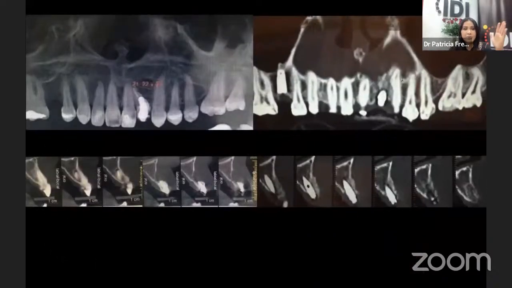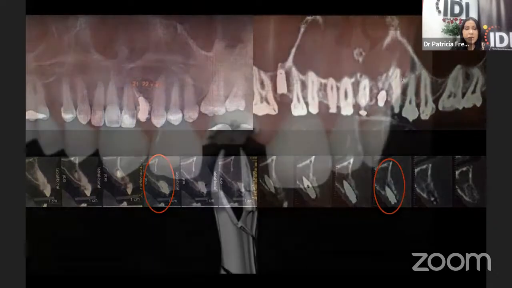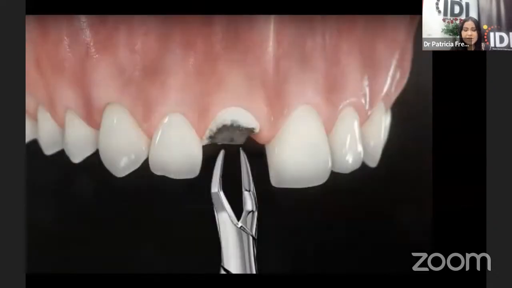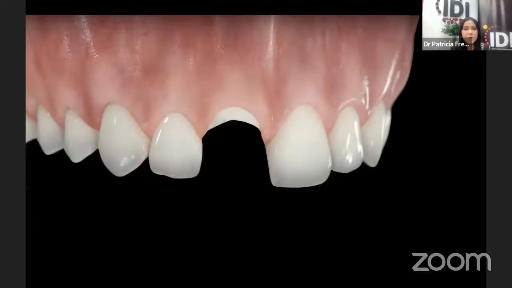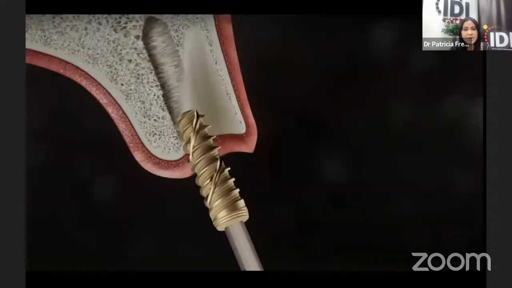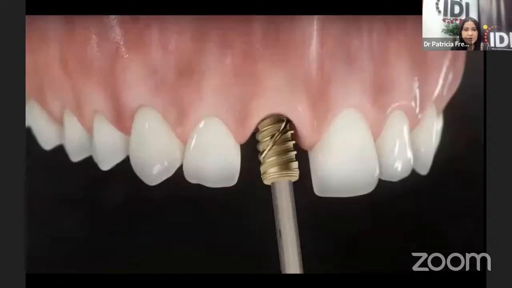It was the initial tomography. See, I will show you with this red circle. We had no vestibular or buccal wall. So in this second circle, you see presence of biomaterial and also presence of new bone formation. Okay. And here an illustration showing that we are removing that root with a forceps very gently, and we are going to place our implant buccally positioned, right?